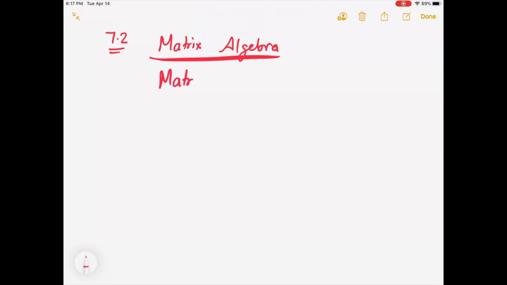It's still 7-2 and we are still learning about matrix algebra. Yesterday we did adding, subtracting, and introduction to matrices, and today we have matrix multiplication.